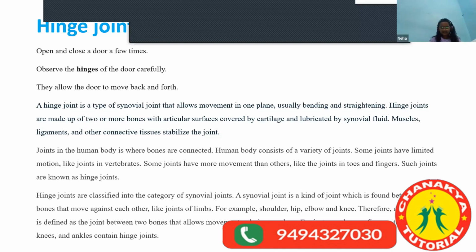Ma'am, they are at the end of the door. They allow movement. Yes. Basically it is a strap-like structure. Because when the door closes, it will be like this. When the door opens, the hinge will be like this. It works like this. If you want, I'll show you.